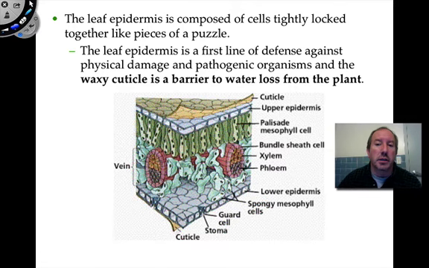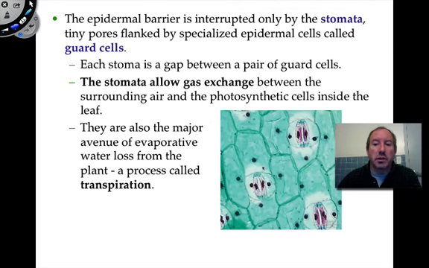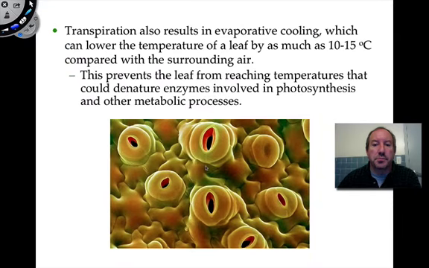Another function may be obvious, but I'll mention it. Another function of the epidermis is not only to protect from water loss, but it prevents pathogens from getting in. So the epidermis is a protective layer, and it also protects against water loss. These guard cells are rather important. The stomata allow gas exchange, oxygen out, carbon dioxide in, and also water out. They're the major avenue for evaporative water loss of the plant, called transpiration.